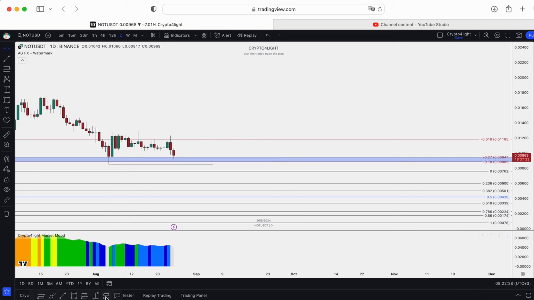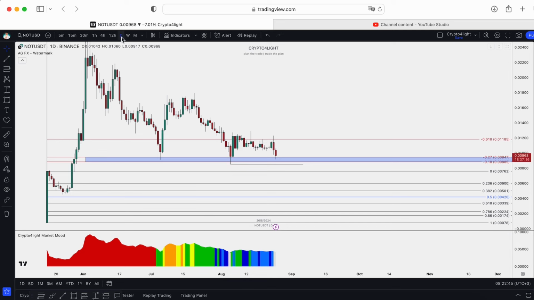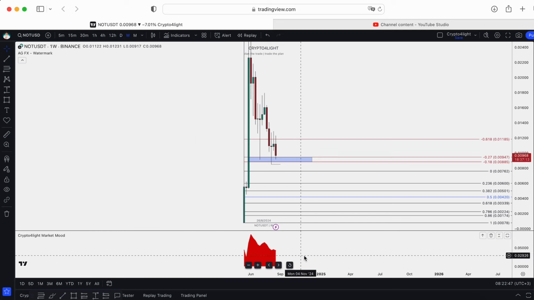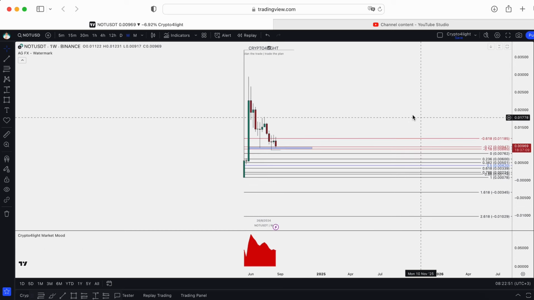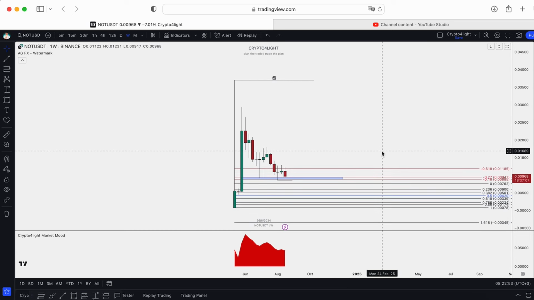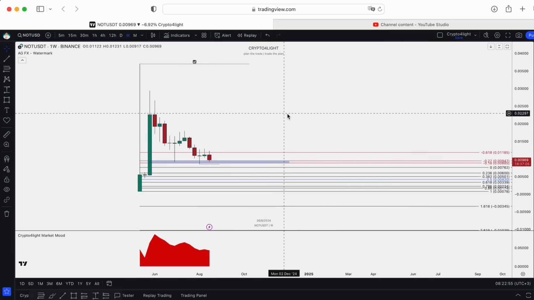Market mode. Finally, it was all that time in the area. This was a disbelief. We bounced from that disbelief area like 46%. Now we are once again in the disbelief zone. But of course, it would be good to see that disbelief on a weekly time frame.